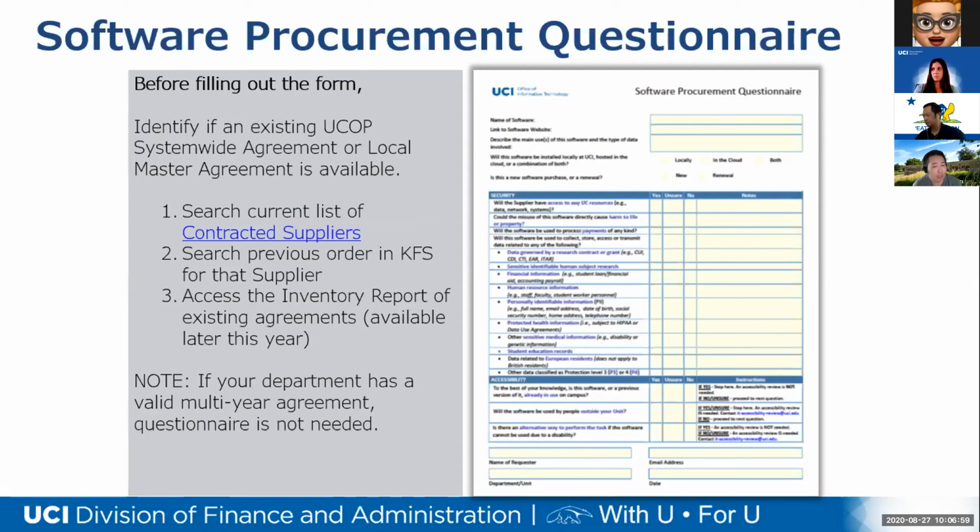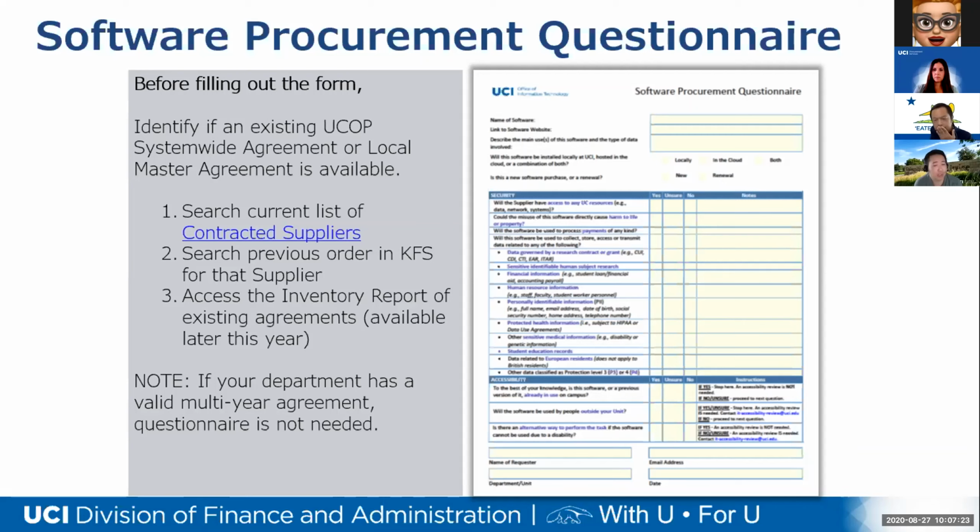You can locate these existing agreements either by searching the current list of contracted suppliers on our procurement website, by searching previous orders within KFS, or by accessing the inventory report of existing agreements, which will be a more comprehensive list. And we hope to have this available to the campus towards the end of the year.